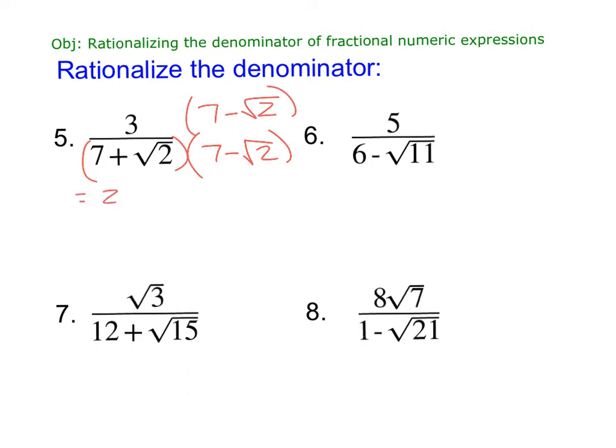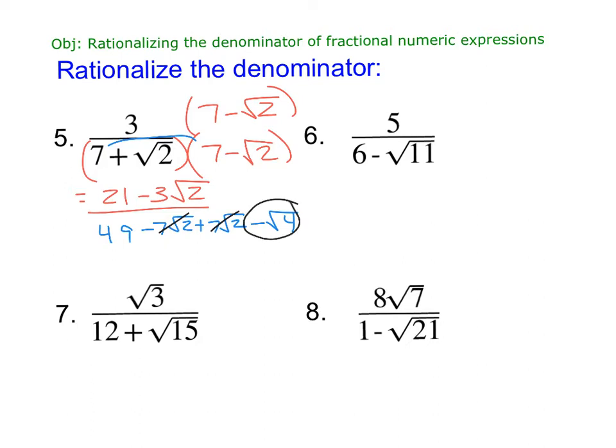So we get 21 minus 3 root 2. Now that denominator, again, we're FOILing. 7 times 7 is 49. The middle two terms are going to cancel. I'll write it out the first time. So we get minus 7 root 2 plus 7 root 2 minus the square root of 4. Those 7 root 2's go away. The square root of 4 is 2, so minus 2. So our final answer is 21 minus 3 root 2 all over 49 minus 2, which is 47. I usually skip that, don't do all that work. It just takes up too much room.